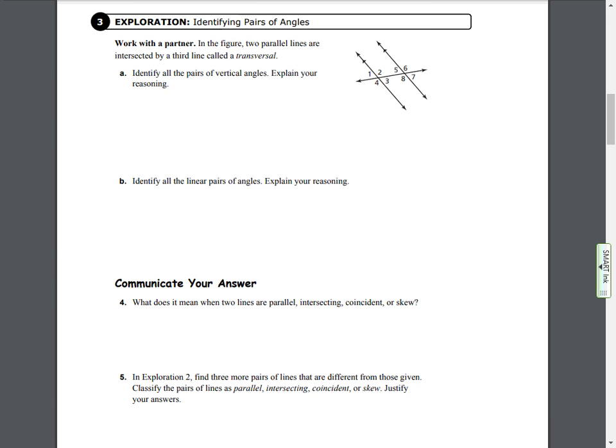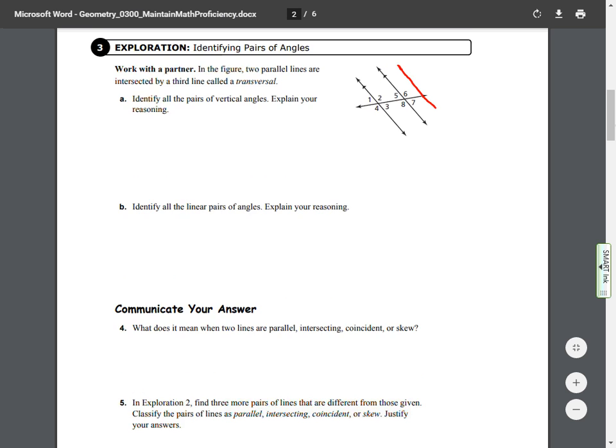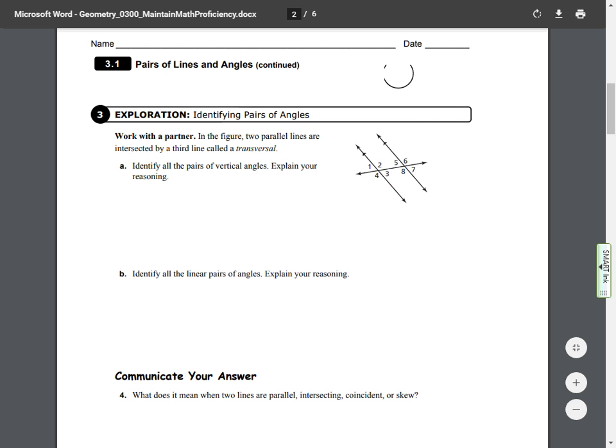Moving on. This next part, in the figure, two parallel lines are intersected by a third line called a transversal. Understand that word, transversal. So, these two lines in red, I'm going to draw them in red. Oh, smartboard being fun again. Let me erase that. Sorry about that. These two lines in red are parallel lines. This line in green intersects those. That's what's called a transversal. The green line is a transversal. Okay?